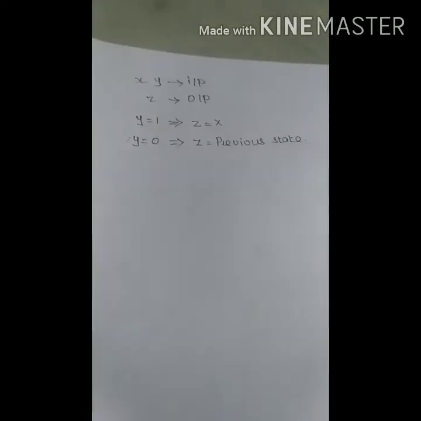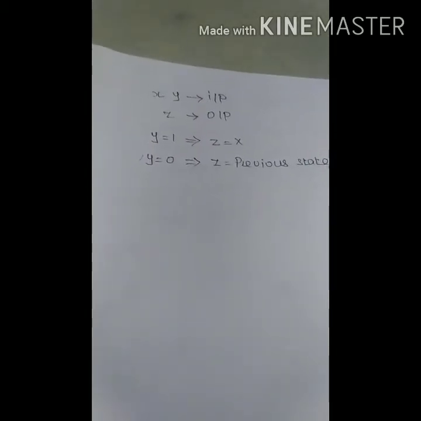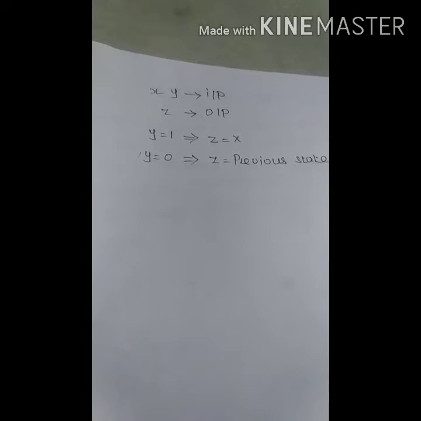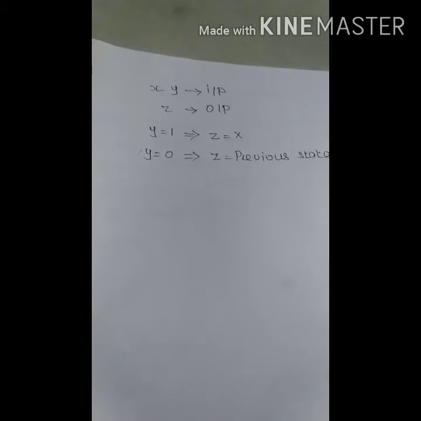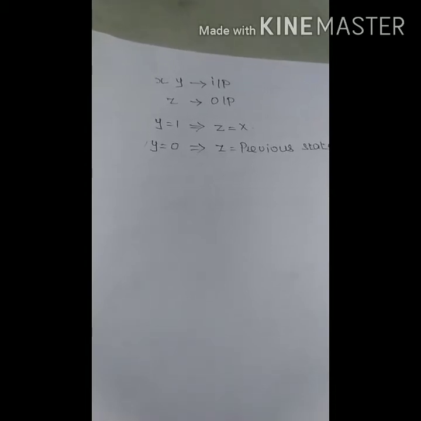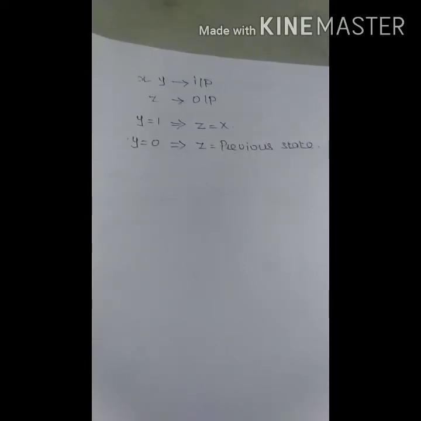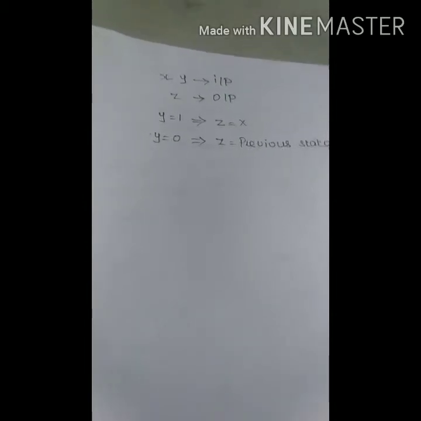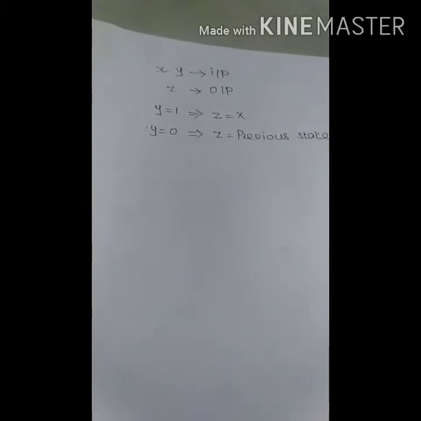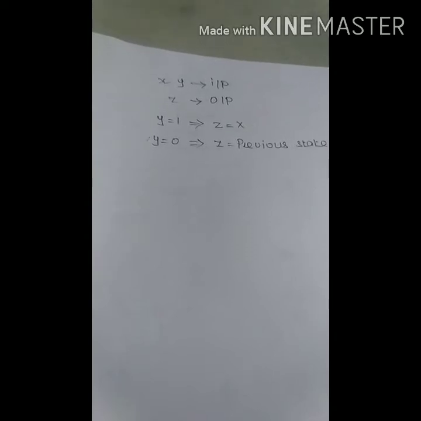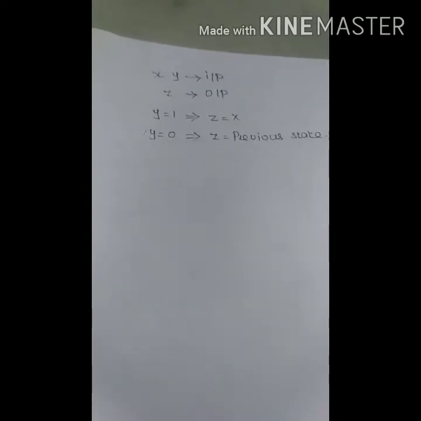This design problem has given conditions. Let us assume x and y are the inputs and z is the output. They have given two conditions. If y equal to 1, then z equal to x. If y equal to 0, then z equal to the previous state. From these conditions we have to draw the state diagram.